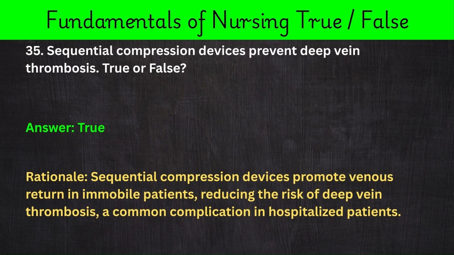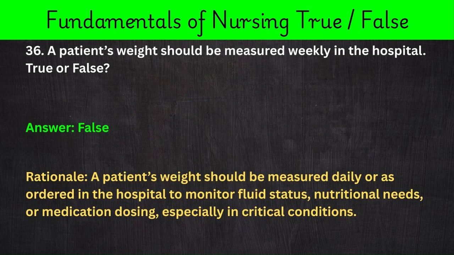True or false? Answer: true. Rationale: sequential compression devices promote venous return in immobile patients, reducing the risk of deep vein thrombosis, a common complication in hospitalized patients. 36. A patient's weight should be measured weekly in the hospital.